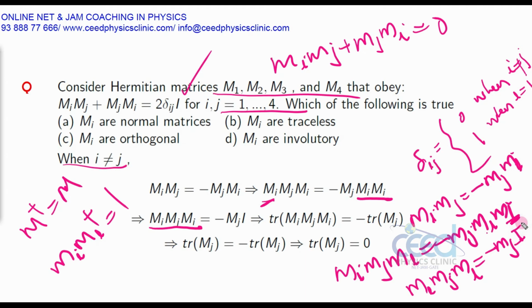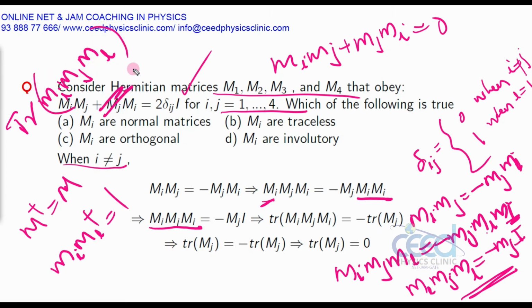Now I am taking the trace on both sides. Trace is a concept that we are going to study later. Anyway, I have already told you in the previous lecture, it is the sum of diagonal elements. We have many properties for trace also. So trace of MiMjMi is equal to minus trace of Mj, because Mj, a matrix, into I gives the same matrix, that is, minus trace of Mj.